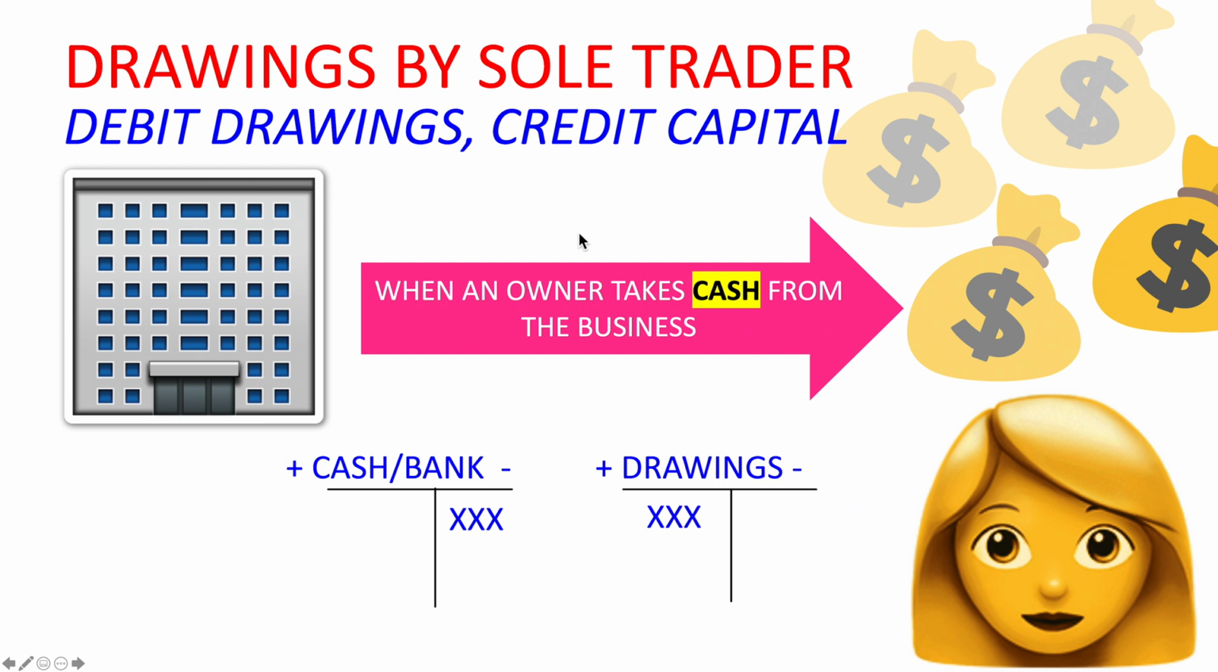And drawings is just the opposite of capital. Capital is a liability account, and drawings is just doing the opposite of putting something in, taking something out. So we debit the drawings. We always debit drawings. So that's what happens when it's cash.